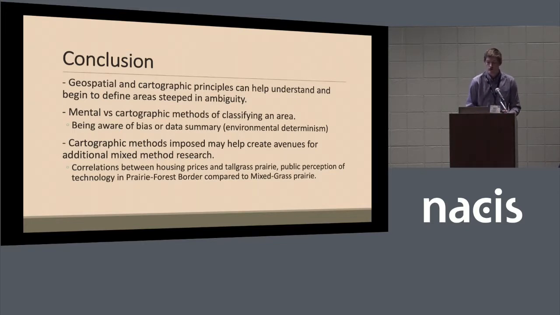And lastly, cartographic methods imposed can help us create new avenues of mixed method research. So we could look at potentially correlations between housing prices and tall grass prairie, or public perception and technology in the prairie forest border. Any of these things would be very applicable for future research.